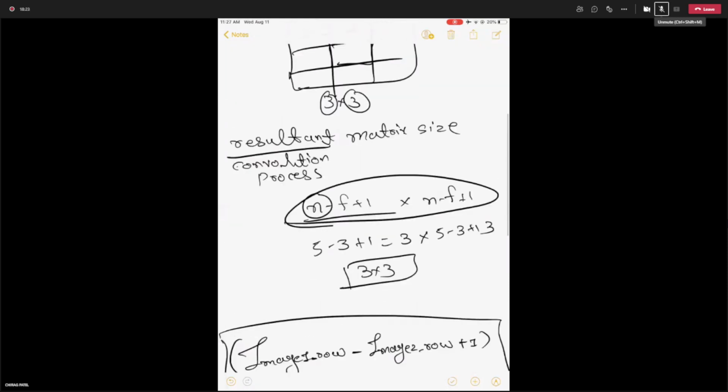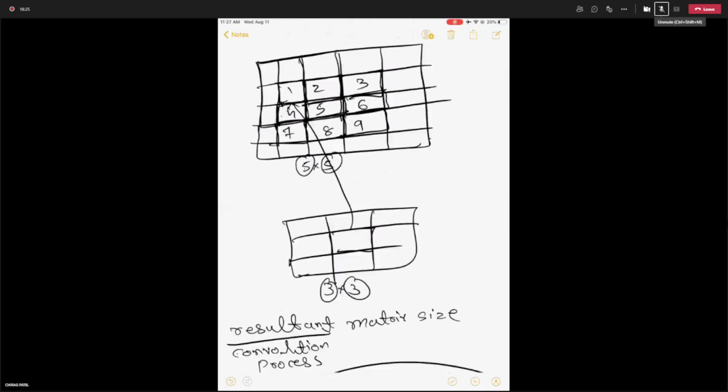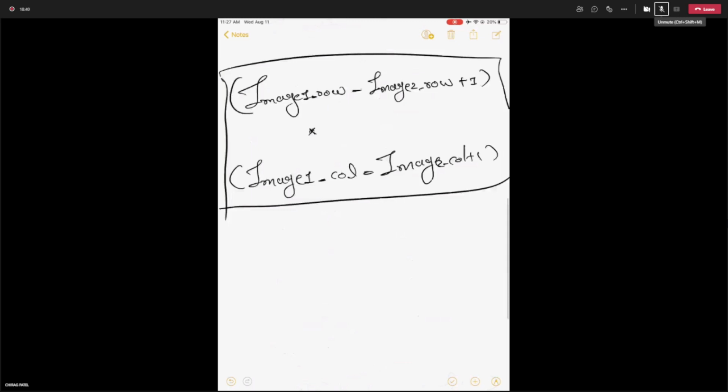But somebody will claim that I want to retain this size. My objective is I don't want to reduce my image 1 size and I want to do the convolution. So what do I need to do? Padding is the concept you use. Correct. We need to pad. How much do we need to pad?